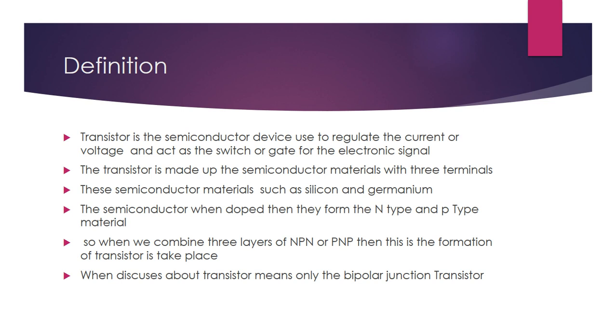We are not going into detail here. When we talk about the transistor, we mean the bipolar junction transistor. There are many types of transistor, but for basic learning we are going to discuss the bipolar junction transistor. In the next lectures, we will discuss more topics on the different types of transistor with their working principles and applications.